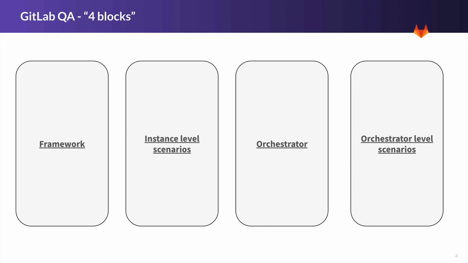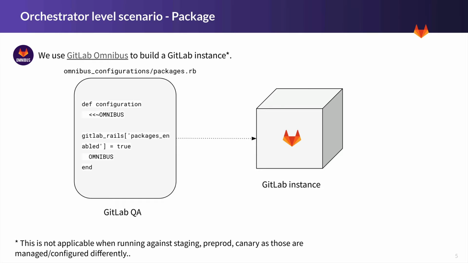I like to think about GitLab QA as a tool with 4 blocks. So basically, the framework block, instance level scenarios, the orchestrator, and the orchestrator level scenarios. These are 4 important concepts to understand when it comes to using the framework and when it comes to developing tests. So the first block I would actually like to talk about would be the orchestrator level scenario. And in this case, we are targeting particular content for package tests.